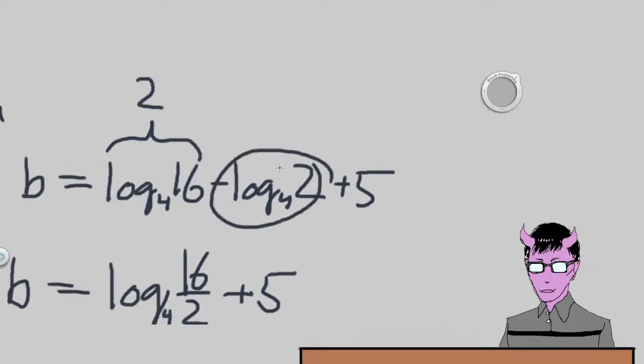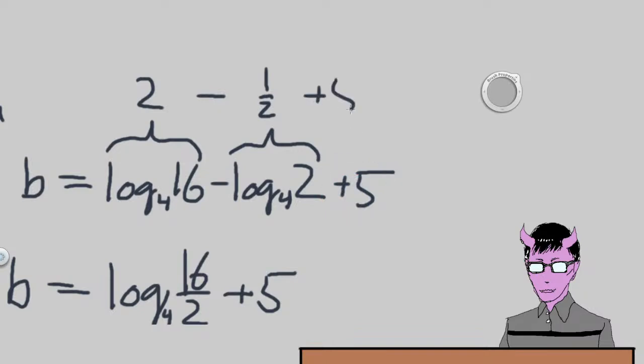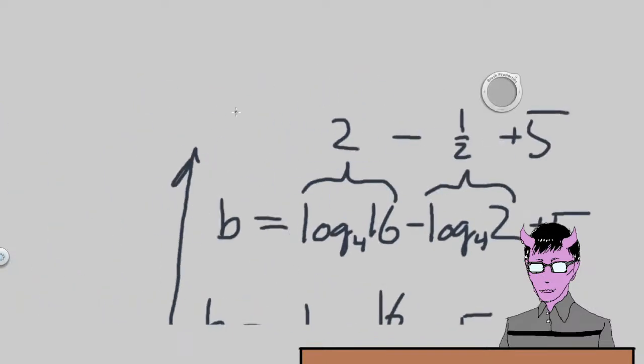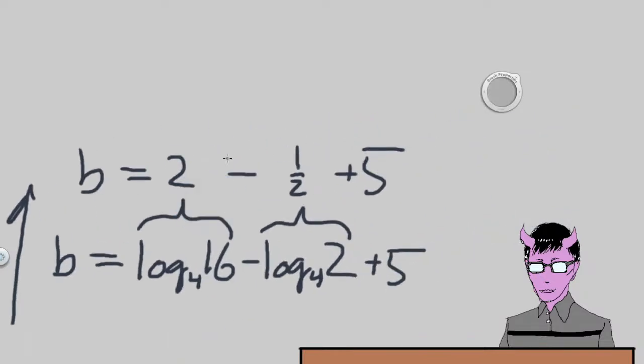And then right here we have 4 to the power of something gives us 2. So 4 to the power of what gives us 2? 4 to the power of 1/2 gives us 2. Don't forget the minus sign between those. Copy paste the plus 5. B equals. Okay, so we have here, 2 minus 1/2 is 1 1/2, plus 5 is 6.5.